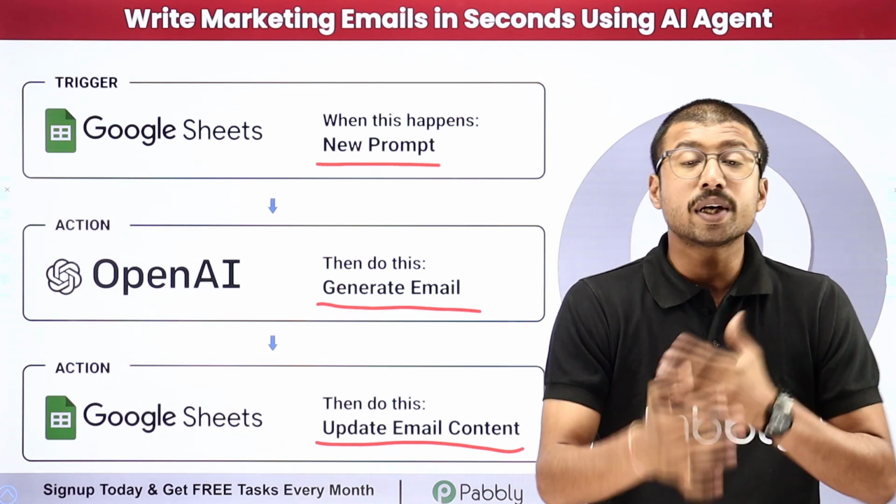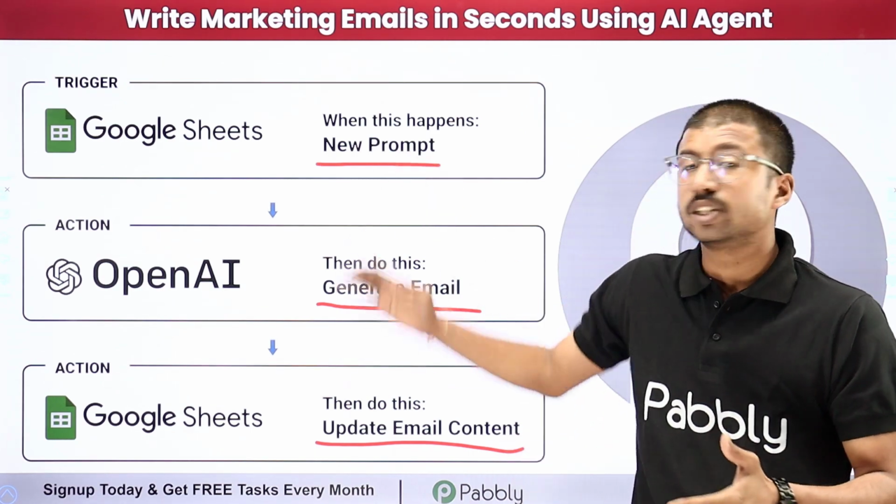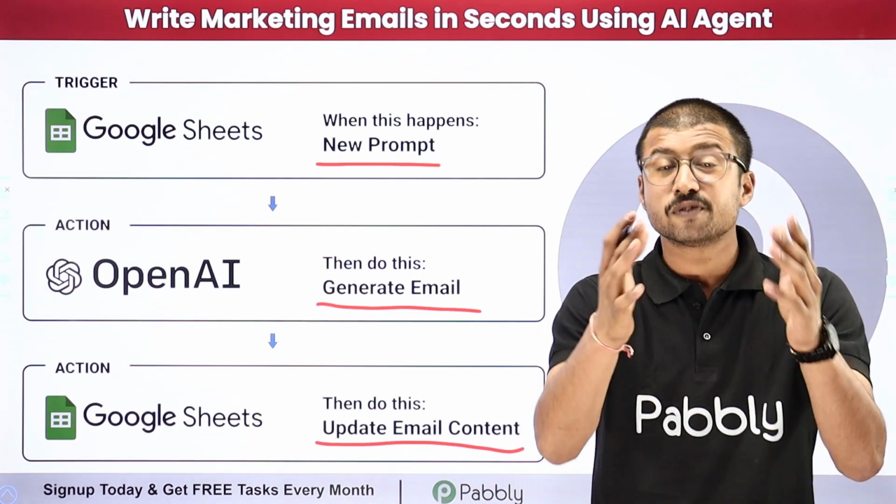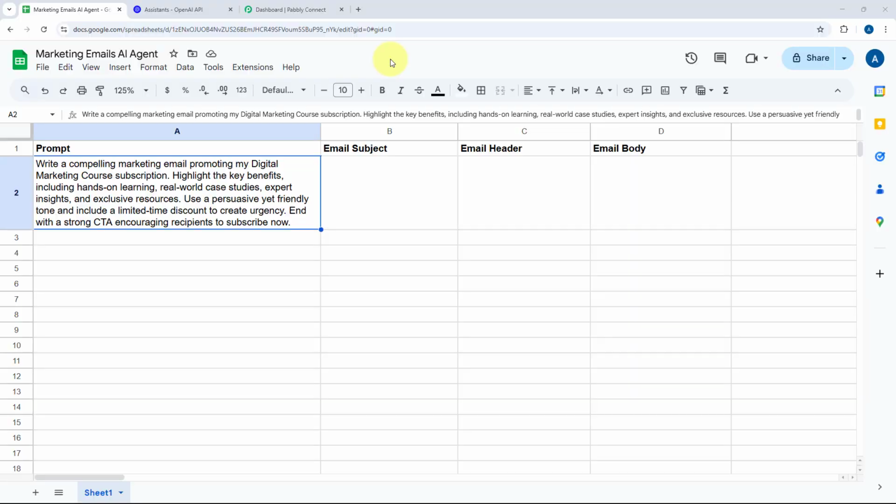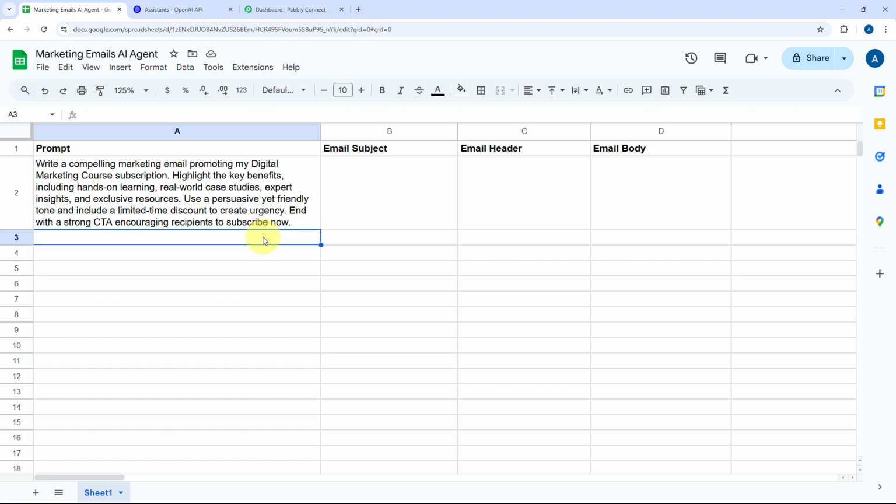Now, if you want to learn how you can set up this AI agent all by yourself for Google Sheets and generate marketing emails in seconds, for that you just have to come with me to my screen. So as you can see, this is my Google spreadsheet in which I'm entering the prompts using which I want to generate some amazing marketing emails. And in this video, we are going to create an AI agent using which just by entering the prompt into the first column of our Google spreadsheet, we will be automatically generating the marketing email. And after generating the content for the email, we will be adding the email subject line, email header, and email body into the same row of the Google Sheets as well. That too automatically within seconds.